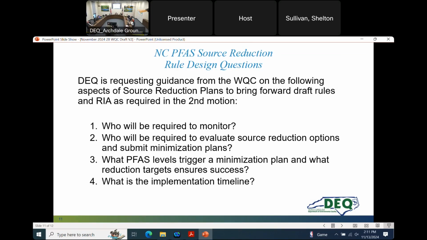Do we need to set a number before we get any data? This is just the targeting number that allows us to weed out those that are less than 12. They're out, and then the ones that are above 12 will proceed and continue monitoring and development of a minimization plan.